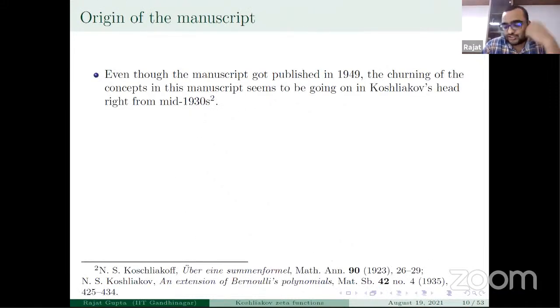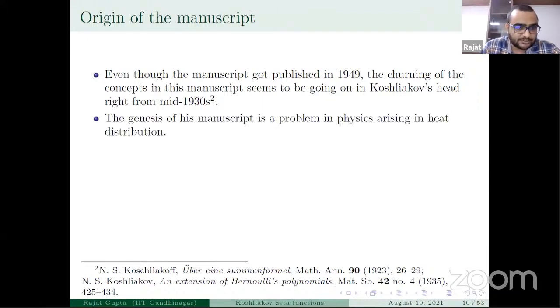Even though this manuscript was published in 1949, we think that Koshlikov had the idea for the concept of this manuscript from the mid 1930s, because he wrote two papers in 1923 and 1935, cited below, which follow the same concept as appears in the manuscript. So we think he had the idea from the 1930s, from these two papers.